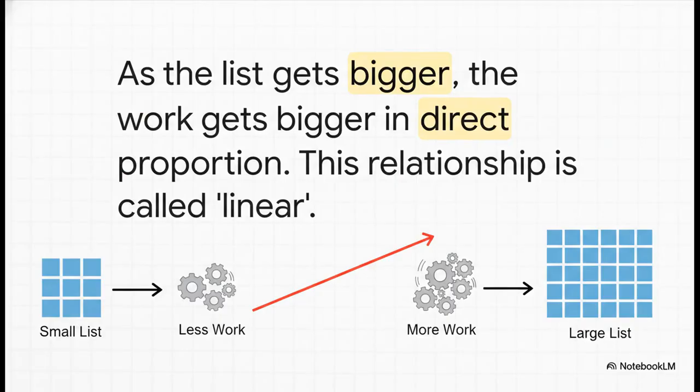So here's the catch. Here's the big problem. What happens when the list isn't just 6 items long? What if it's 600 or 6 million? With linear search, the amount of work grows right alongside the size of the list. It's what we call a linear relationship.